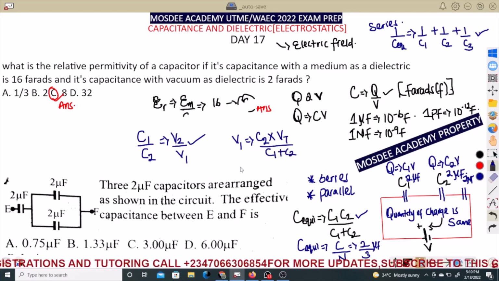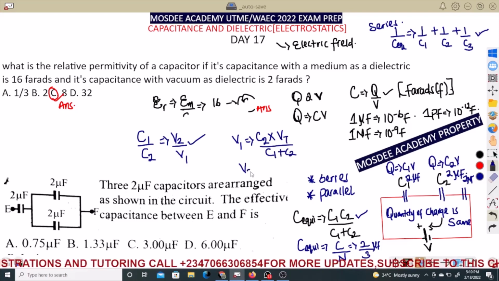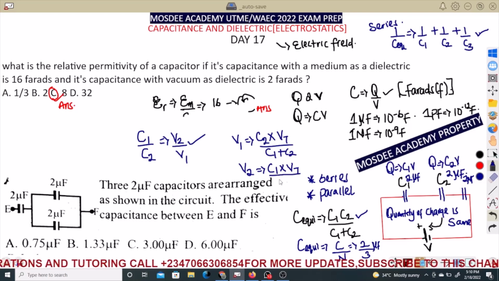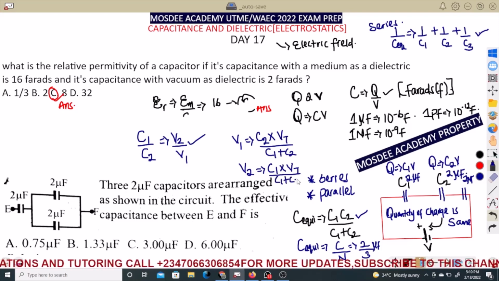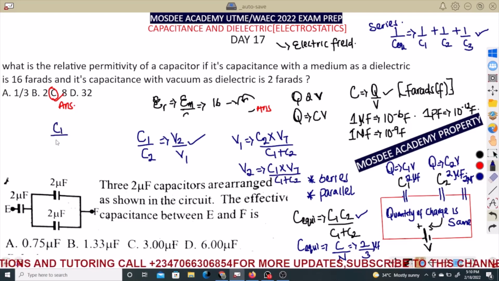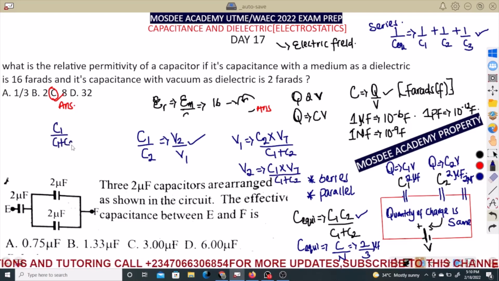Now, if you want to get the voltage in the second one, it will be the capacitance of the first one, C1, multiplied by the total potential over C1 plus C2. Keep this in mind because it's important. Most teachers will write it for you as C1 over C1 plus C2. It's more like a divider multiplied by V total.